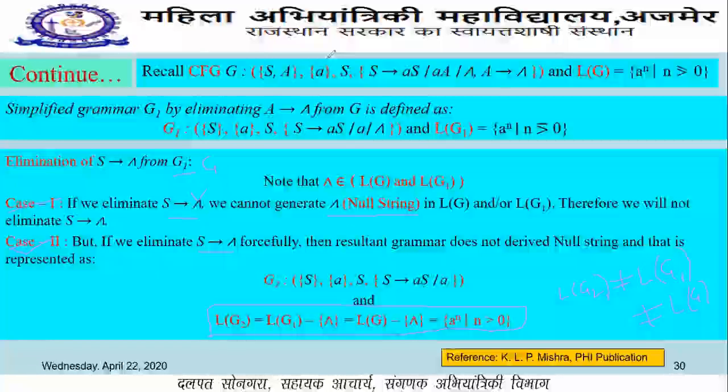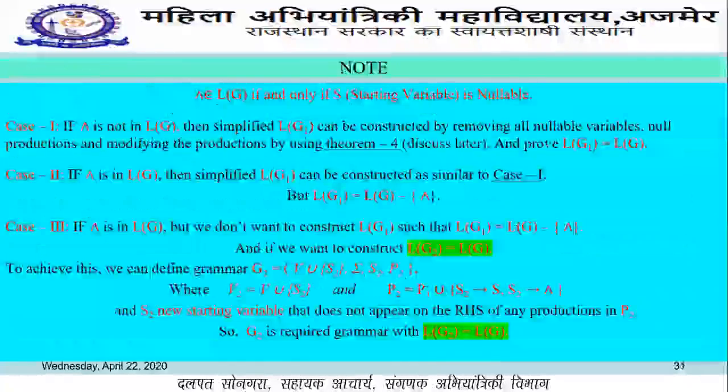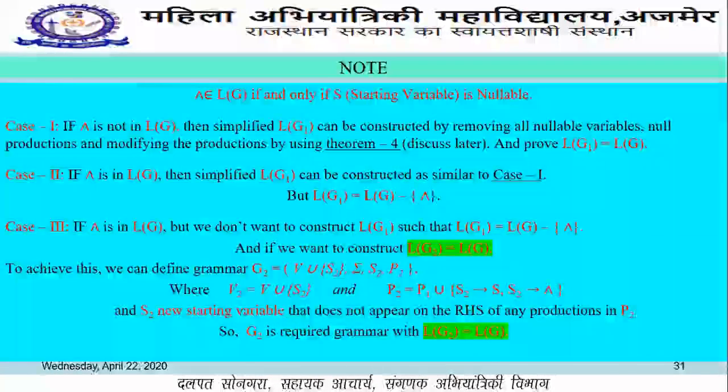And therefore, for the elimination of S tends to null, where S is the starting production, we have to take some care. Hope you understand this. So finally, students, this is a very important slide where we conclude what happened, what the situations are according to the null production or a nullable variable.